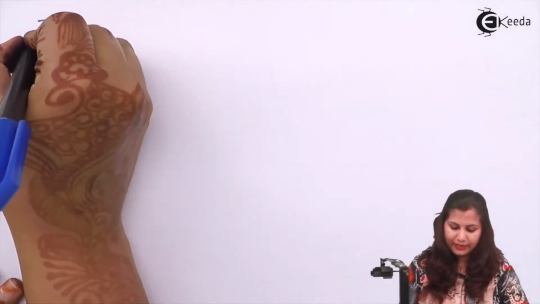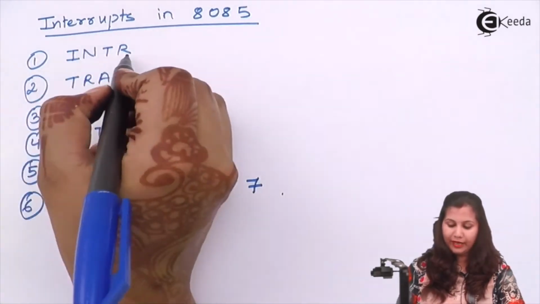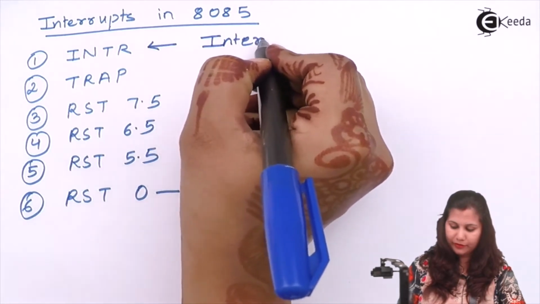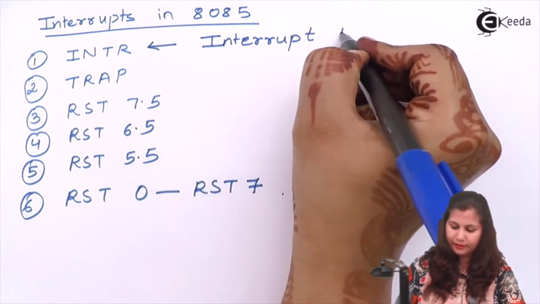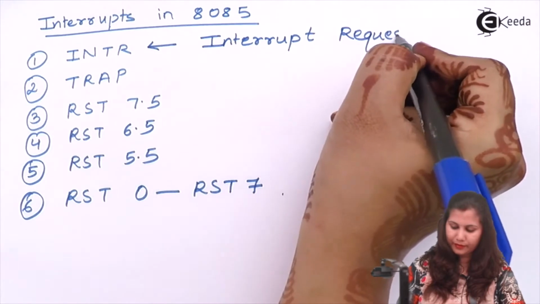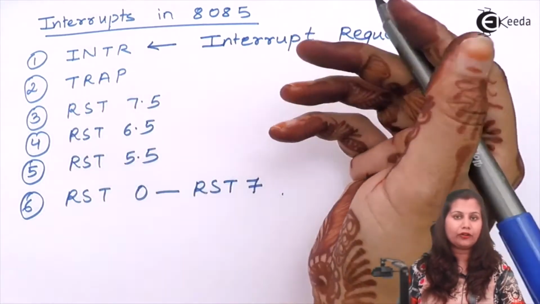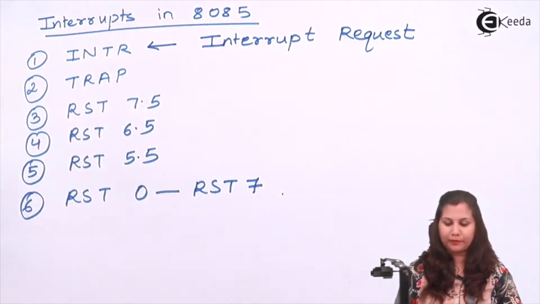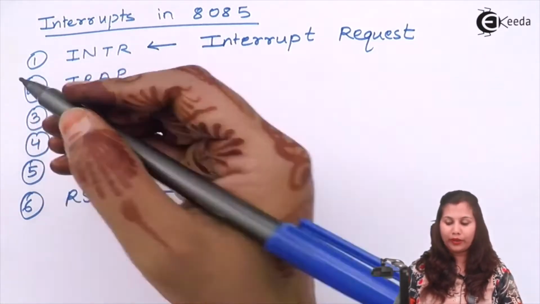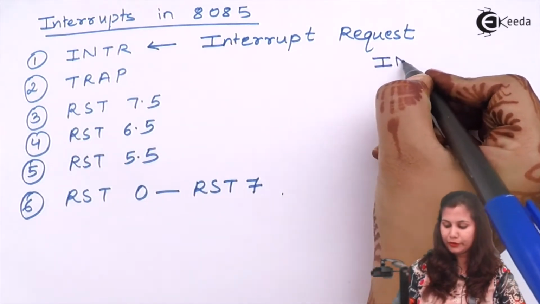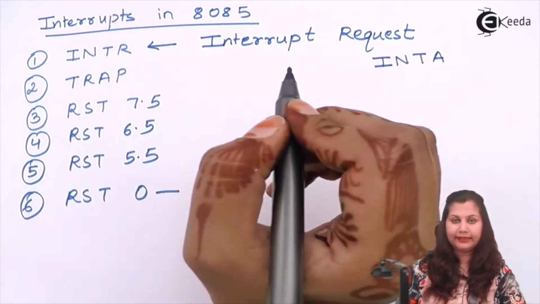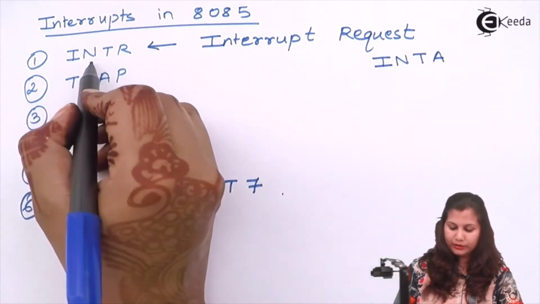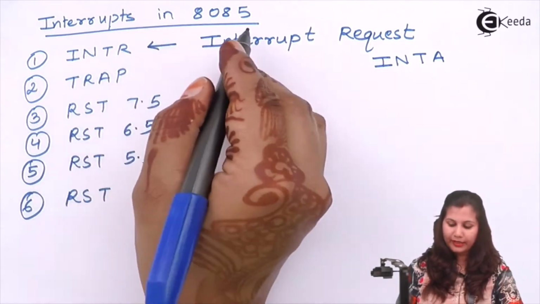So, interrupts in 8085. We have INTR, which is the interrupt request. Its full form is interrupt request, which is sent by any external device which wants to interrupt the 8085 microprocessor, and in response to it, the 8085 produces the signal INTA, that is interrupt acknowledge. So this is the first interrupt in 8085.